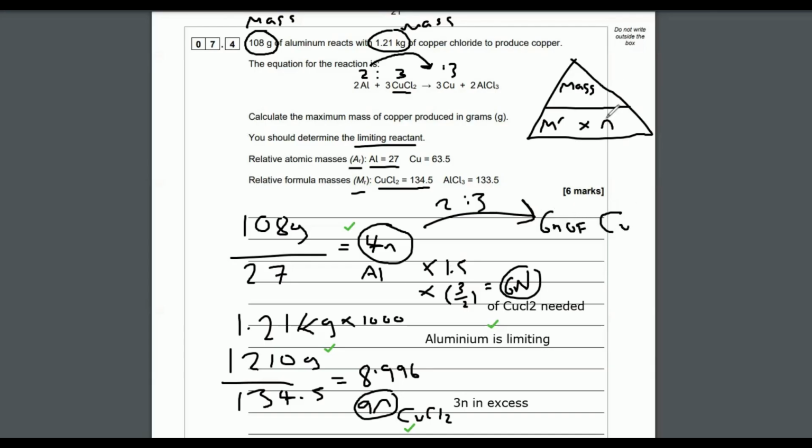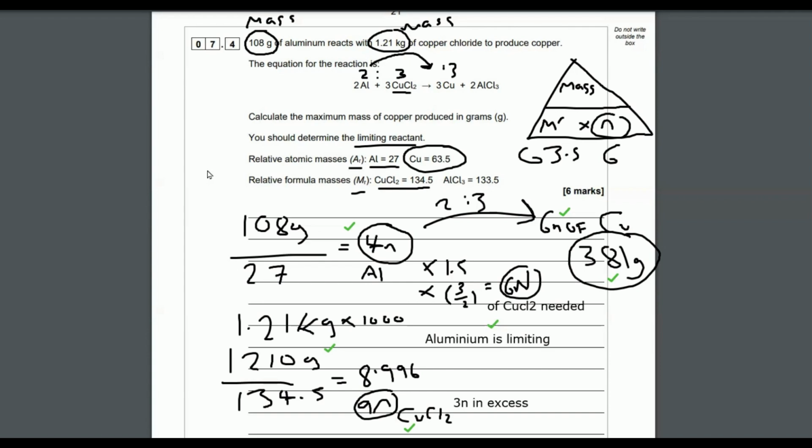So now all I need to do, I know my moles of copper is 6. I know the MR of copper I've been given here is 63.5. So I'm going to do 6 times 63.5. And that is going to give me 381 grams. And there you go. Your last 2 marks are for working out the moles of copper, which was 6, and the 381 grams. And that's your 6 fat marks.